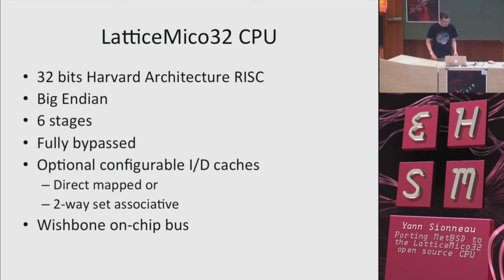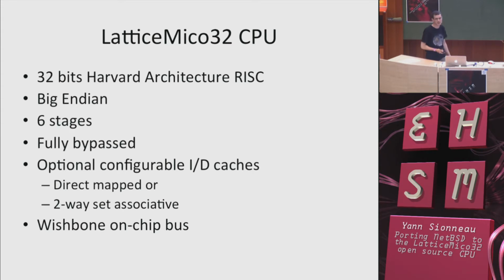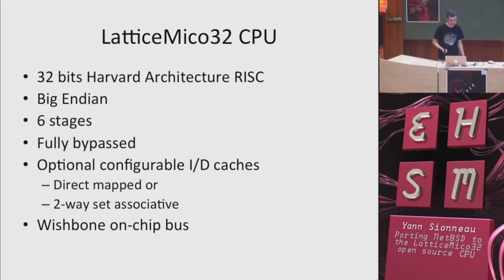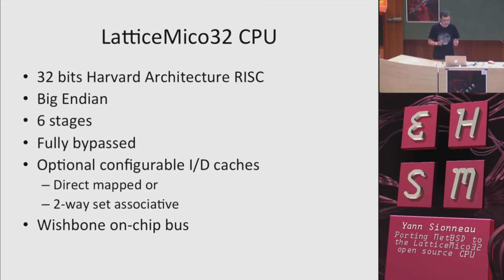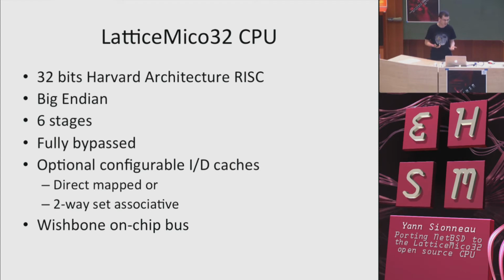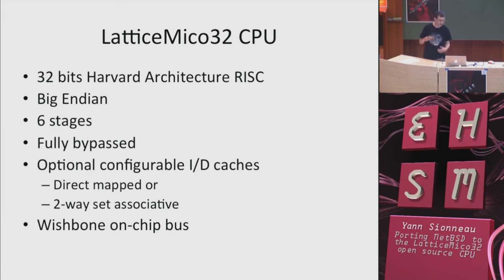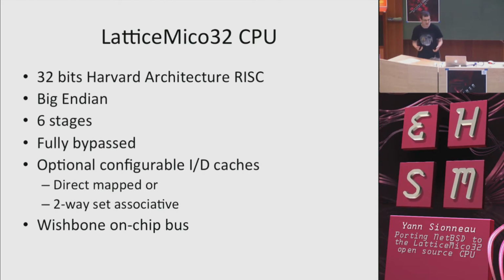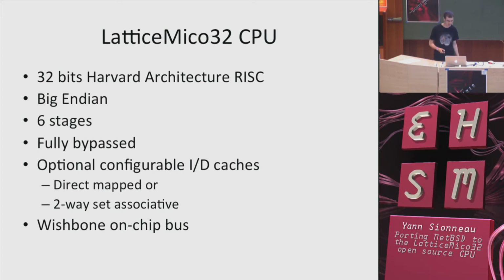So now let's talk about the CPU. A bit of introduction. So LatticeMico32 is a 32-bit CPU. It's RISC, which means that there are very few instructions, but by using those very few instructions, you can build complex programs. It's big endian. It has 6 stages. I will explain a bit more about this later. And it's pretty efficient. It has instruction and data cache, and it's using Wishbone, which is a bus on the chip that allows all those hardware blocks to communicate, and it's interesting because it's totally open source protocol.